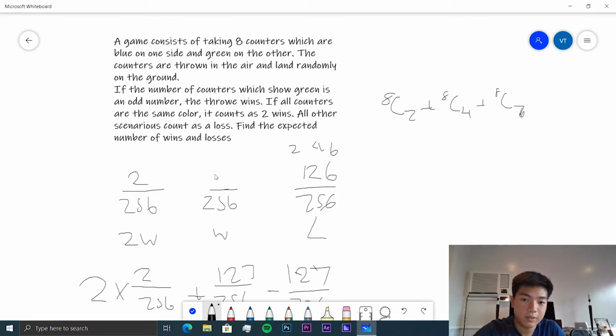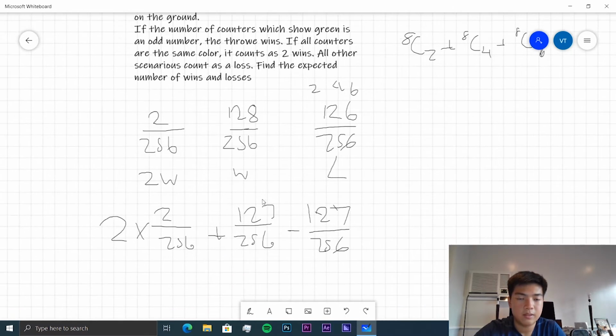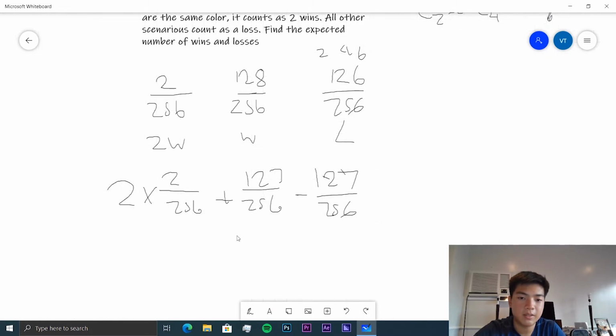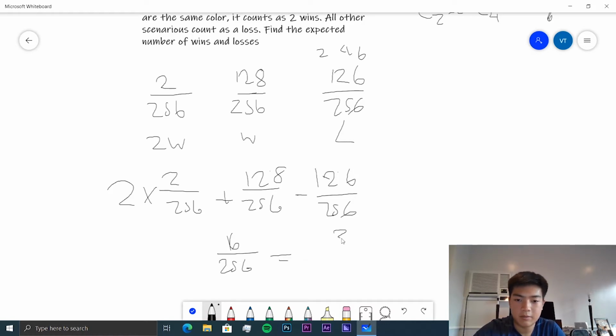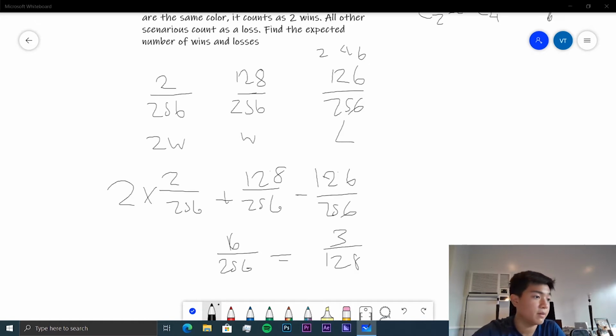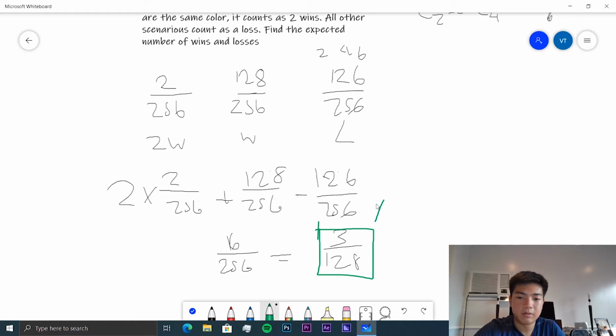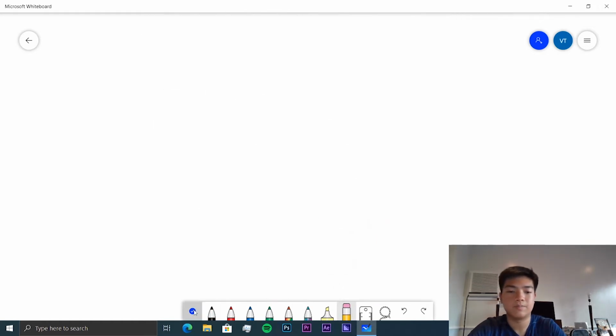And so therefore there should be 128 wins. So we expect 2 wins from here, 128 minus 126. So this should be equal to actually 6 over 256, which is equal to 3 over 128. So that's the expected amount of wins. I don't know why it says 3 over 256. That's a bit odd. I think it should be 3 over 128.